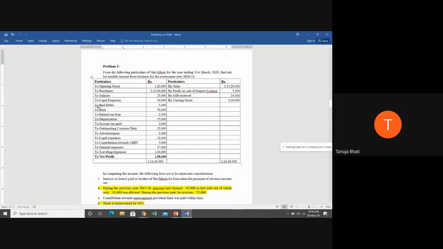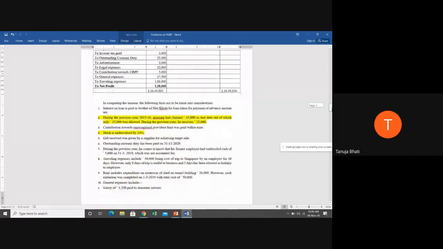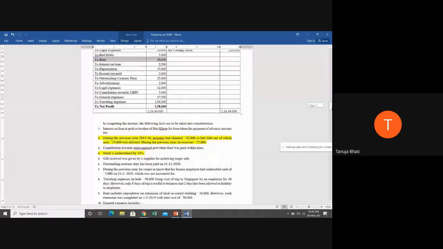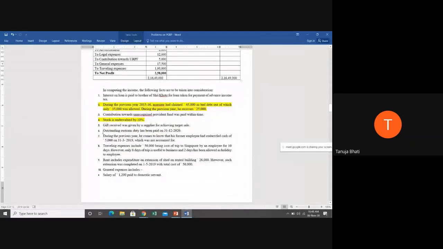Next, rent. Tell me students, rent, is it an allowable expenditure or disallowable expenditure? If I'm paying rent for my business premises, here since nothing is given, we assume it to be business rent unless and until we read the additional information. So tell me students, rent what you're paying is allowable or disallowable? Allowable. But then quickly we will go through the adjustments to see whether it is allowable or disallowable.